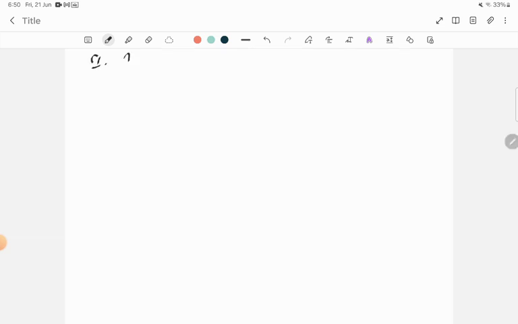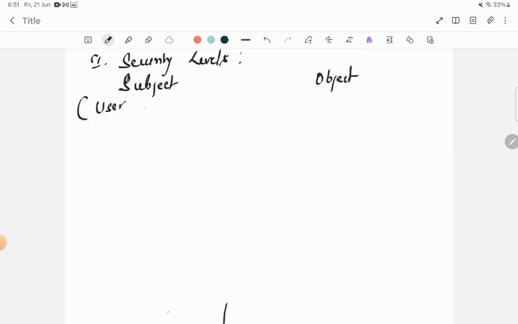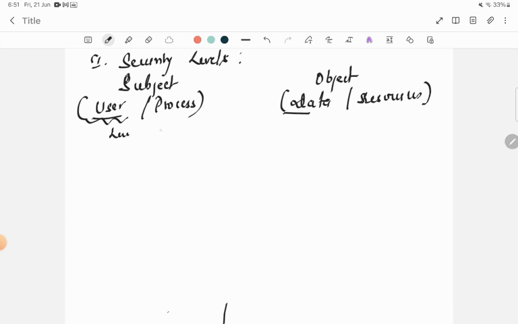First thing is security levels. Let's see the various security labels. Here we have two words: subject and object. What is a subject? A subject can be a user or a process. And what is an object? An object can be any data or resources. Basically all the models I'm going to talk about link with the subject and object. It means which level of user can access which level of data.